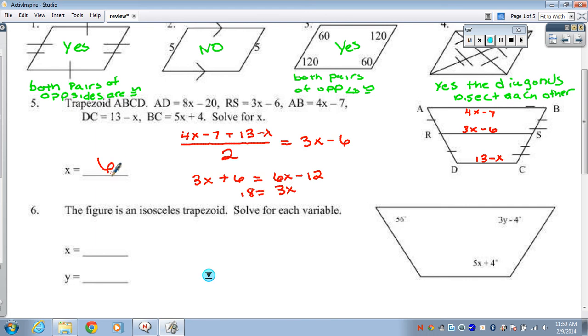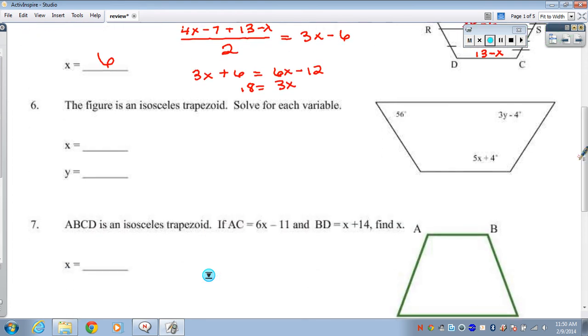The next one, the figure is an isosceles trapezoid. So we know the legs are congruent. Therefore, these two angles are congruent. So now we have 3y minus 4 equals 56, 3y equals 60, and y equals 20.